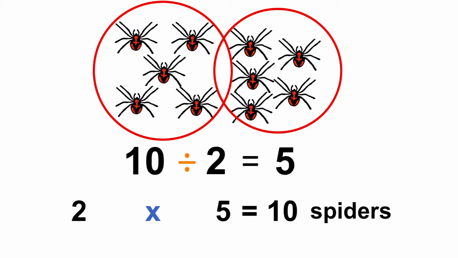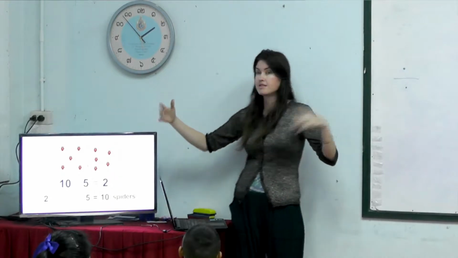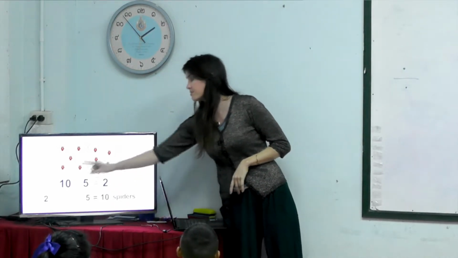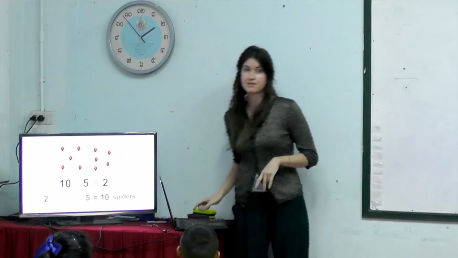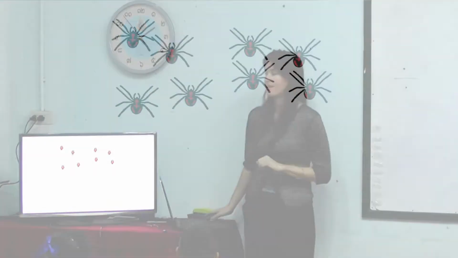Or we can start from division, our biggest number, 10. How many spiders are all together? Divided by 5 spiders in each group. And we have 2 groups. So we can think of it 2 ways. We're going to use that to help make some fact families later in our lesson.